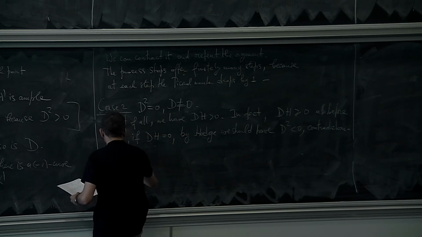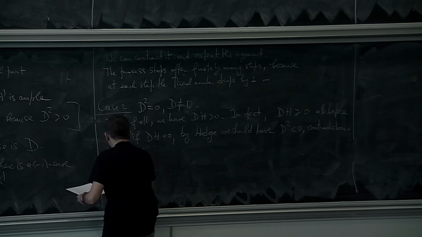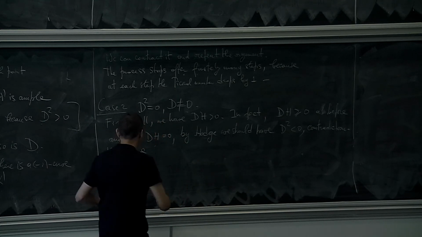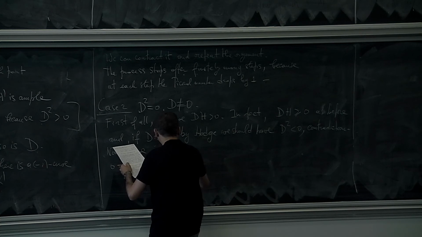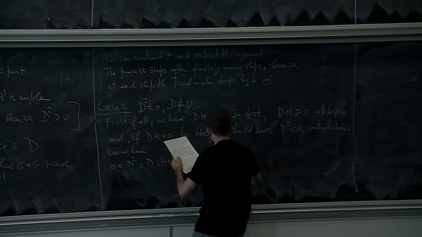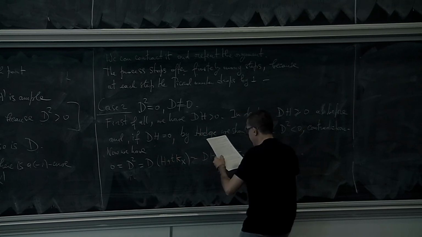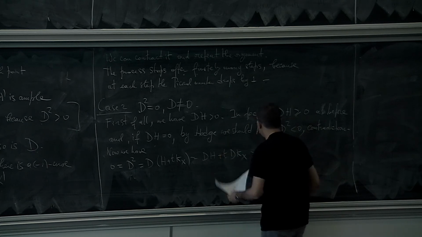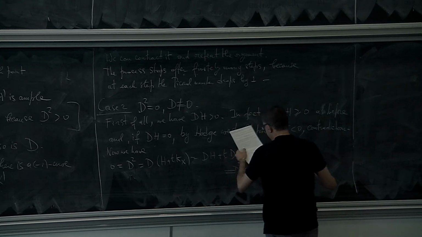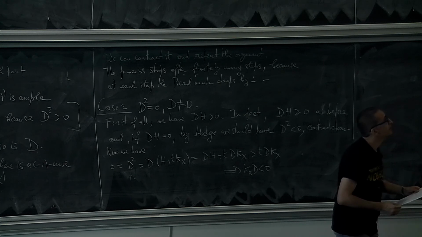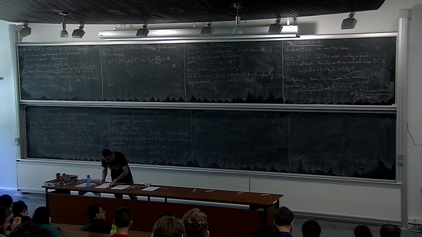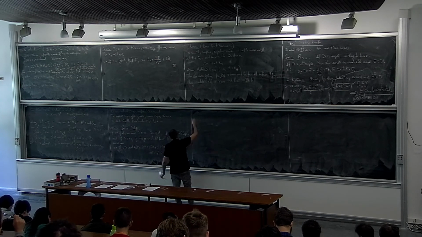Now, we have 0 is equal to D squared, and this is D·(H plus t K_X), and this is D·H plus t D·K_X. So this is bigger than t D·K_X, and from this we have that K_X·D is negative. Okay, and so we must work a little bit. I think I have no time to work out all the details.